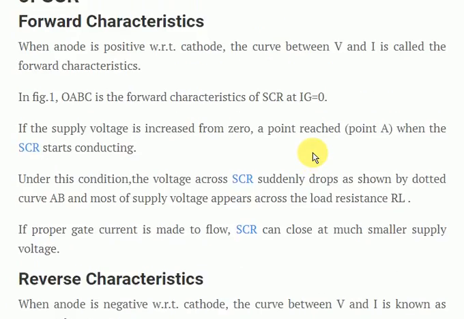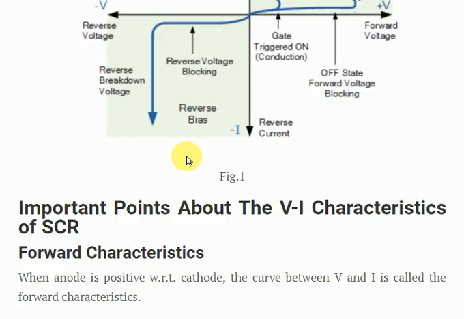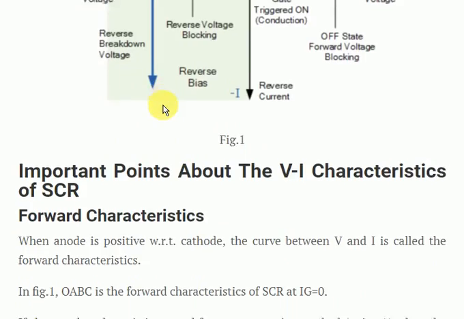That means this is the leakage current. This small amount of current is the leakage current, and when the voltage increases gradually, suddenly a high current flows. The voltage at which this sudden change in current occurs is called the reverse breakdown voltage.